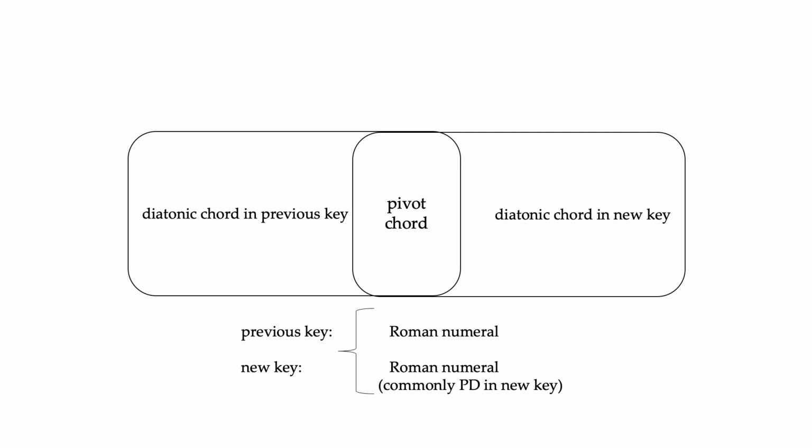And the quality is going to remain the same because the chord isn't changing. So if that pivot chord is a minor chord in the previous key, it's going to be a minor chord in the new key. If it's a major chord in the previous key, it's going to be a major chord in the new key. So don't make that mistake of mislabeling them in terms of quality of chord.